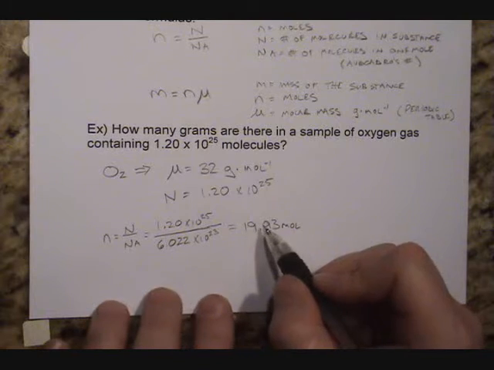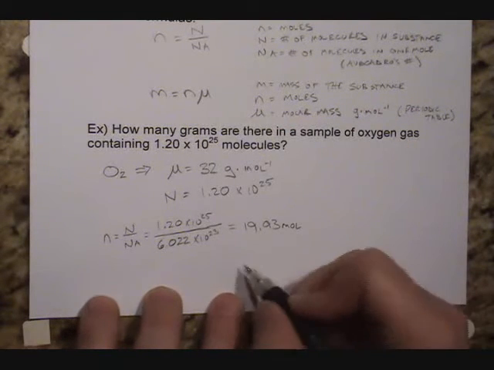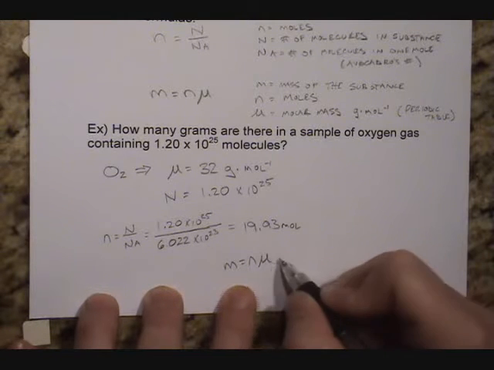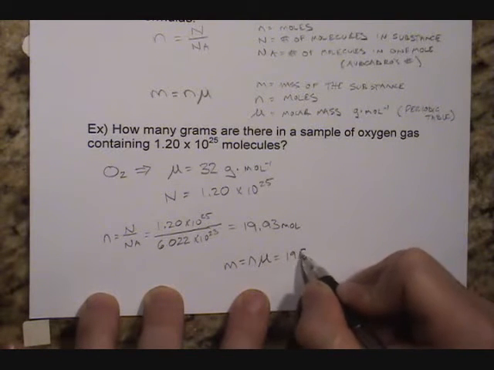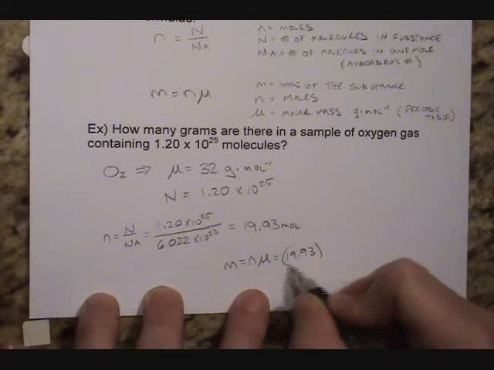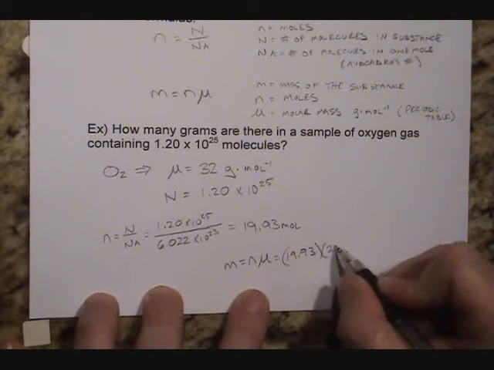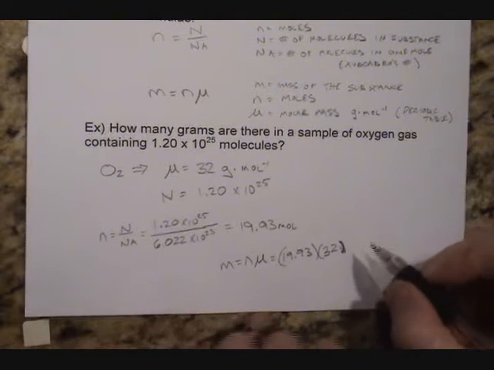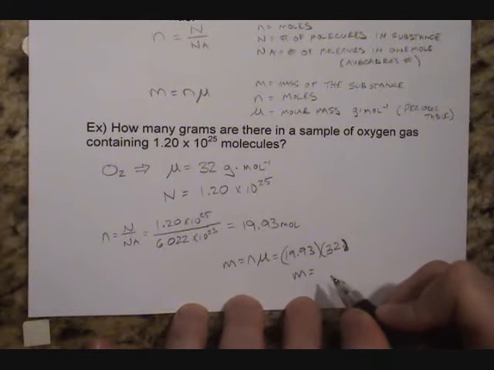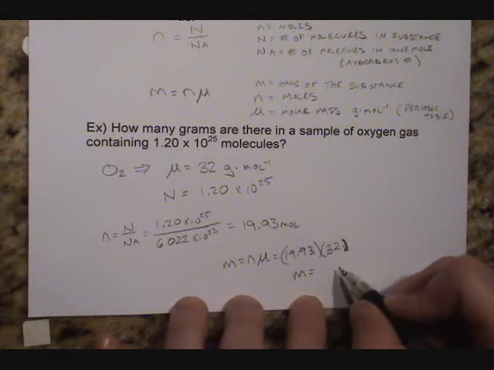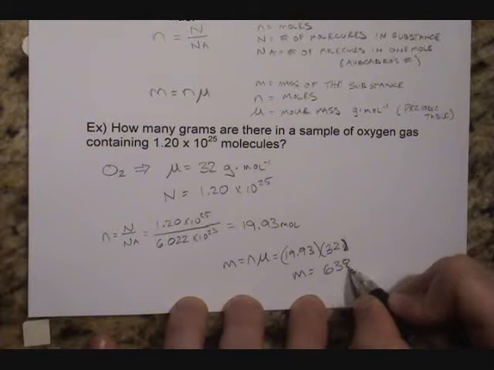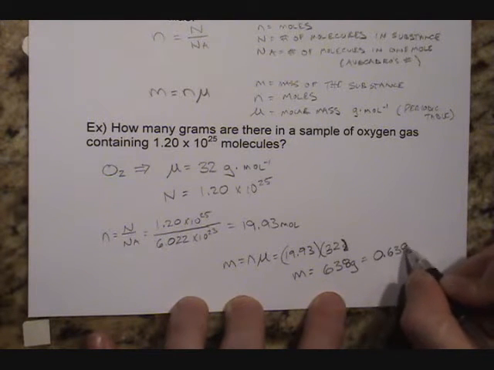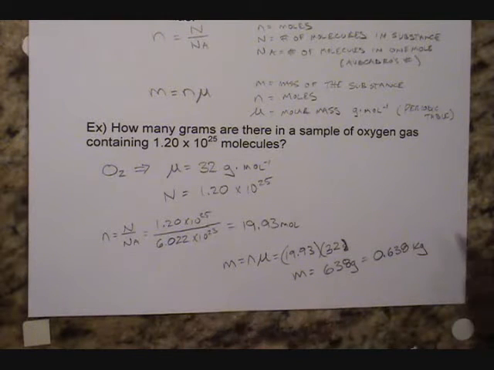And then from there, I'll take this and plug it into this equation to calculate the mass, where I know that M is equal to little n times mu, so that's 19.93 times the molar mass of 32, let's just leave the units out of there, grams per mole, and so I end up with a total mass of approximately 638 grams, or that would be 0.638 kilograms.